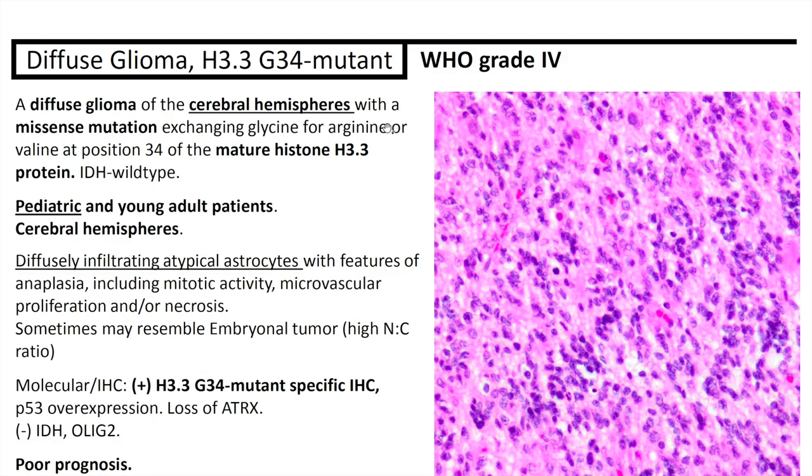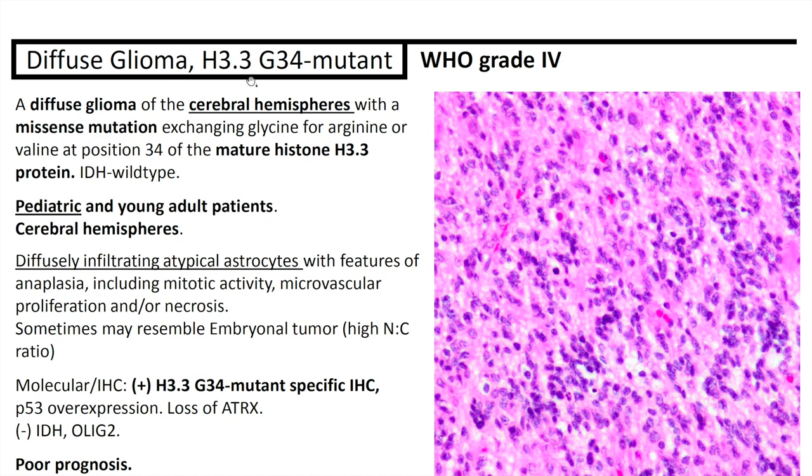Next category, we've got diffuse glioma H3.3 G34 mutant, WHO grade 4. So this is a diffuse glioma of the cerebral hemispheres with a missense mutation exchanging glycine for arginine or valine at position 34 of the mature histone H3.3 protein, which is why you get the name H3.3 G34 mutant. And this is IDH wild type.